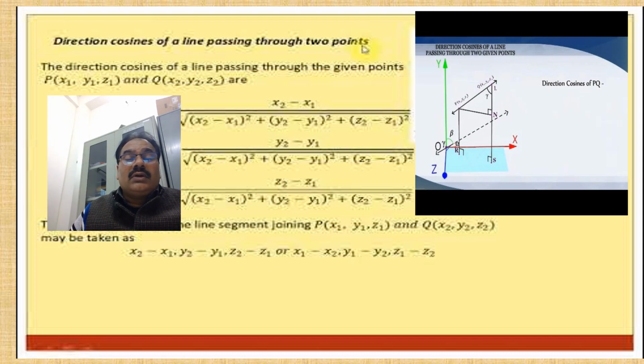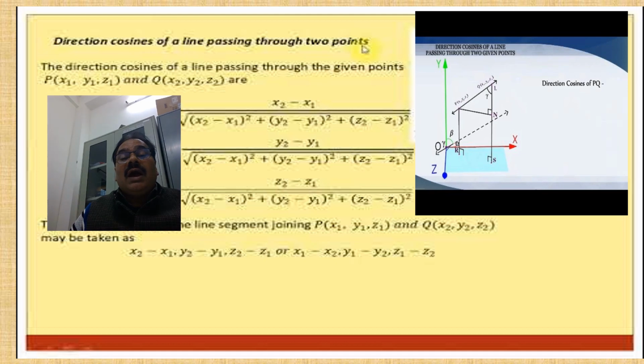Now you can see the problems related to direction cosines. There are various problems, and we can calculate the direction cosines of a line passing through given points P and Q, where the coordinates of P are x1, y1, z1 and the coordinates of Q are x2, y2, z2. Then we can write x2 minus x1 divided by under root of x2 minus x1 whole square plus y2 minus y1 whole square plus z2 minus z1 whole square, and so on. Similarly, the direction ratios of the line segment joining both points P and Q may be written as x2 minus x1, y2 minus y1, z2 minus z1, or we can say x1 minus x2, y1 minus y2 and z1 minus z2.